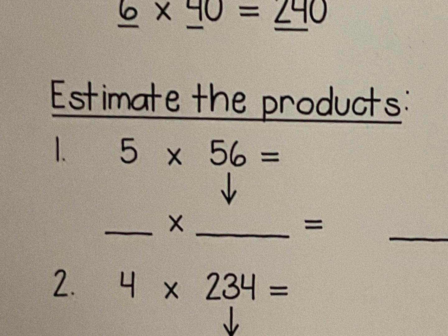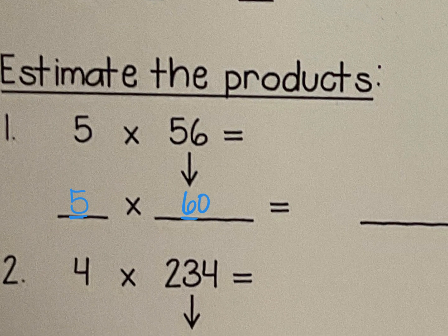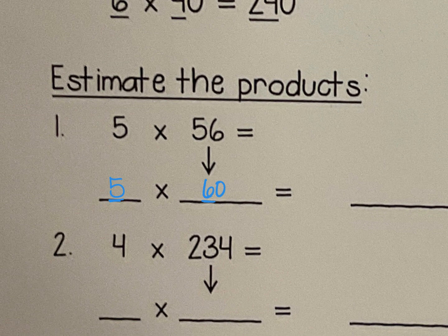Let's go look at number 1. We're going to do 5 times 56. What would we round 56 to? De'Eric? 60. And we're going to multiply that by 5. Let's take our basic fact. What is 5 times 6? Elisa? 30. And then how many zeros do I add, Talia? 1. So 5 times 56 is about 300.